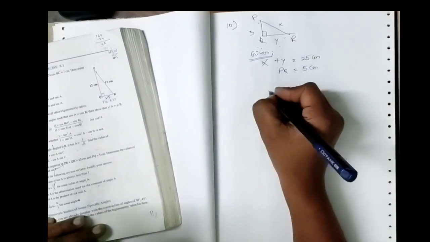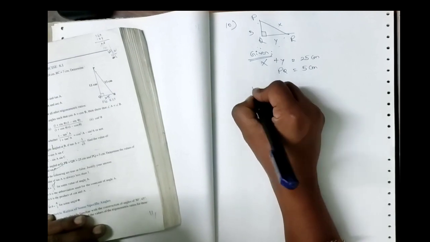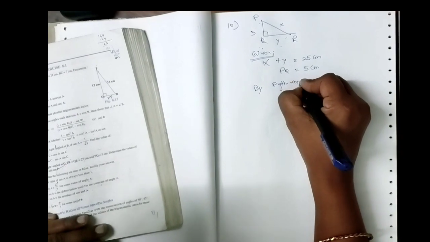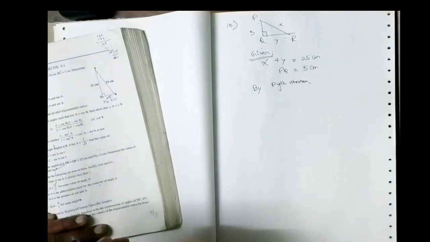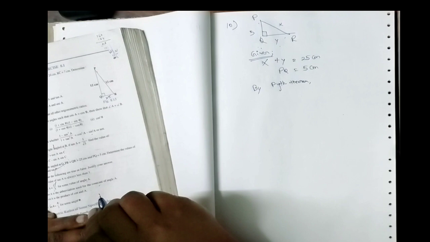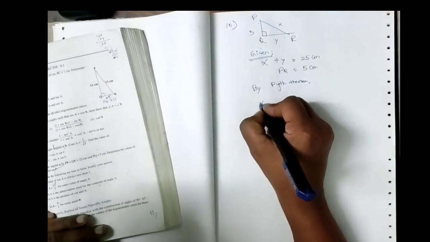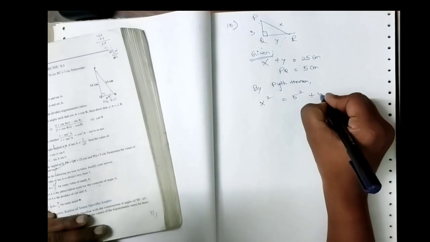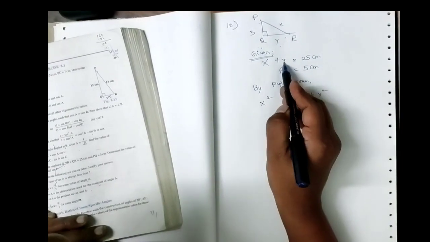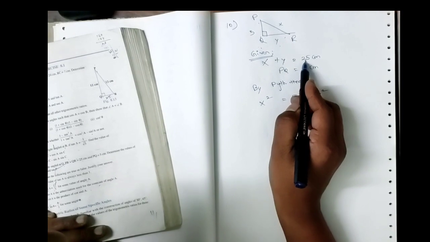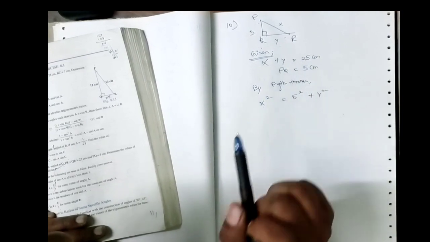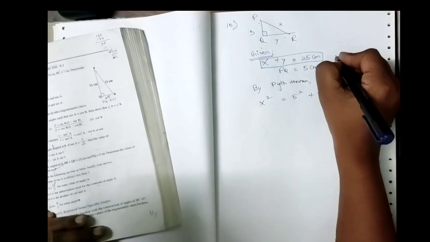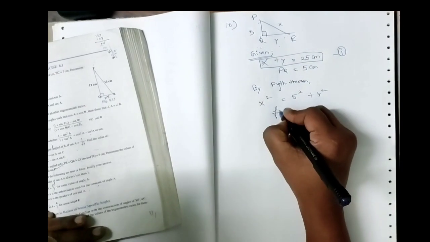You have to write given. Then by Pythagoras theorem, so from Pythagoras theorem what we derive is that x square is equal to 5 square plus y square. Instead of y we can take it as 25 minus x square, right? From this equation, from equation 1.